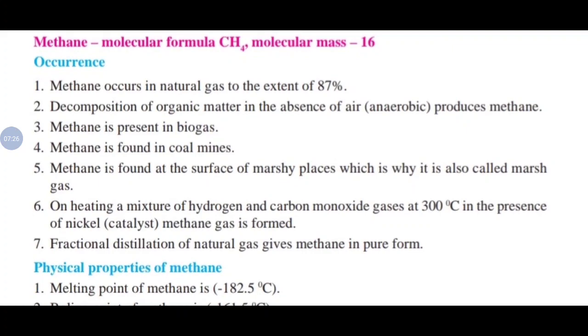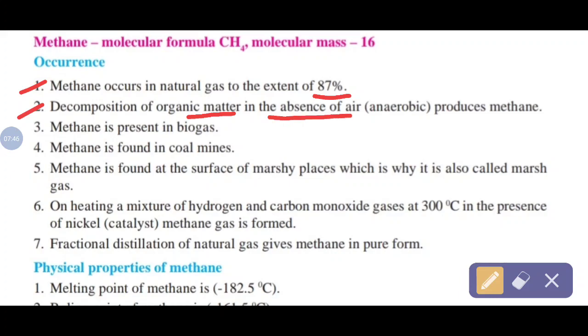So how many points are given? Total 7 points. What is the first one? Check that. First one is methane occurs in natural gas to the extent of 87%. Second, decomposition of organic matter in absence of air, meaning very little oxygen is present at that place.